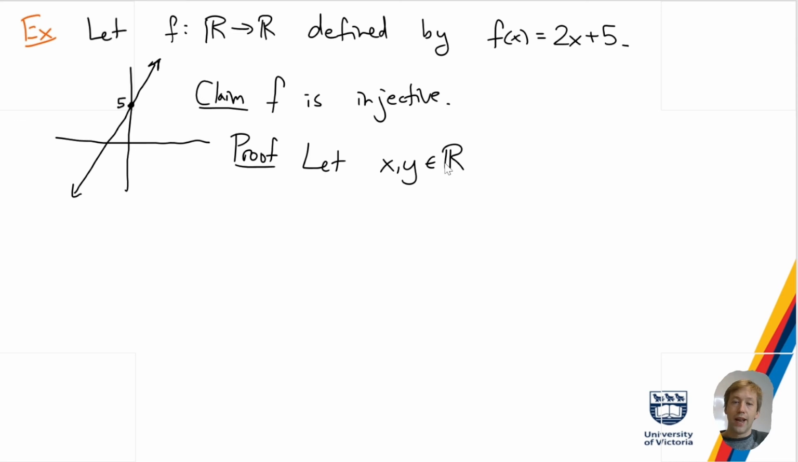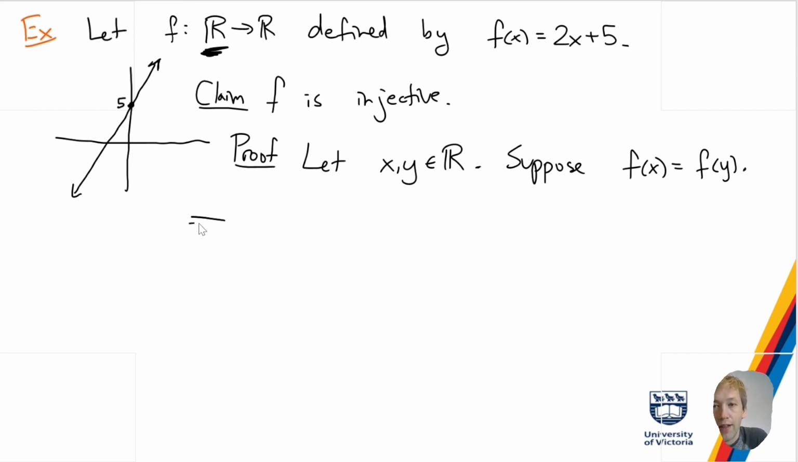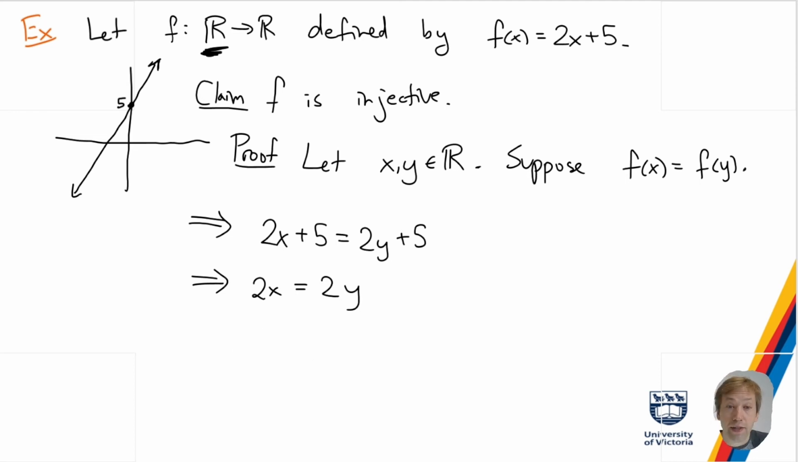In other words, let x and y be in the domain of f, the real numbers. And suppose that f of x equals f of y. And we want to deduce that x is equal to y. And in this case, it's going to be pretty easy, right? Because if f of x equals f of y, that implies that 2x plus 5 equals 2y plus 5. Now, if I subtract 5 from both sides, that means that 2x equals 2y. And now if I divide by 2, I get that x equals y.